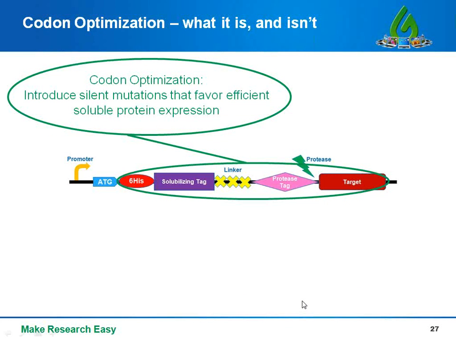Next, I want to talk about codon optimization. Codon optimization means introducing silent or synonymous mutations into your open reading frame. These do not change the amino acid sequence, but they do favor efficient soluble protein expression by making transcription and translation proceed more smoothly. Codon optimization can be applied not only to your gene of interest, the cargo, but also to any linkers and tags that will be translated.